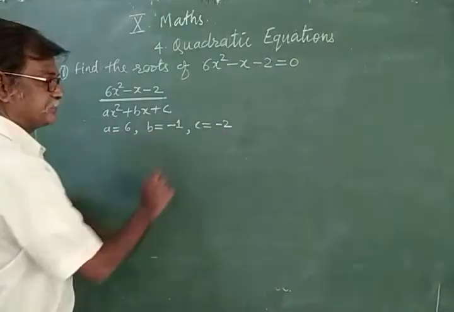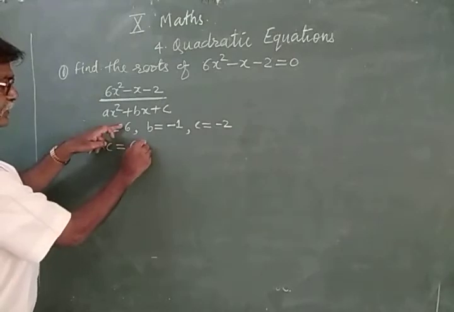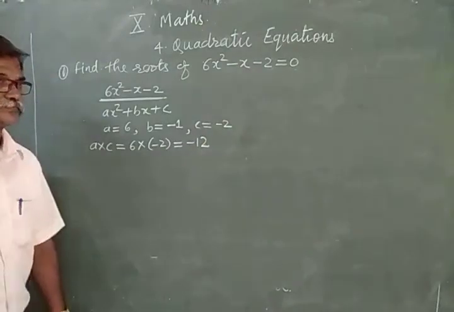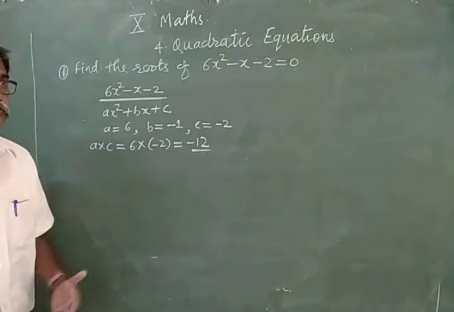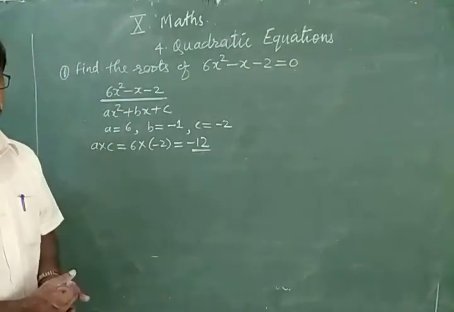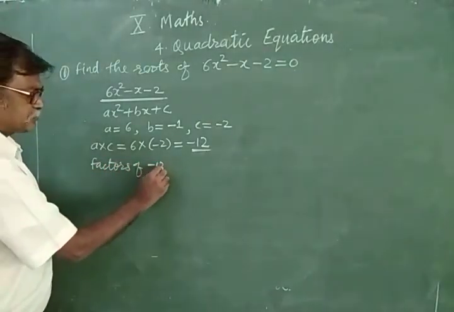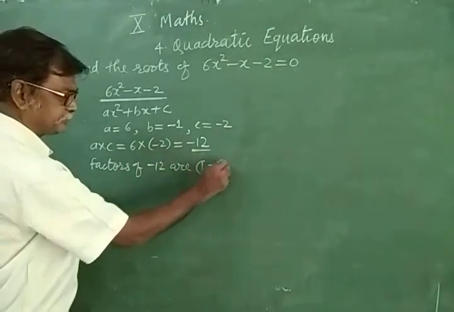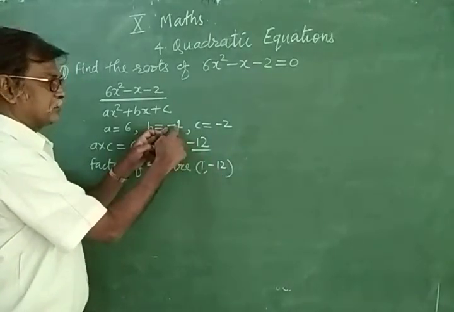After writing this, find the product of a and c. 6 into minus 2, and that is equal to minus 12. Now, take the factors of minus 12. Now see, it is minus 12. It means one is positive and another is negative. So the factors of minus 12 are 1 and minus 12. This is one pair. Their sum should be the coefficient of the middle term, that is minus 1.